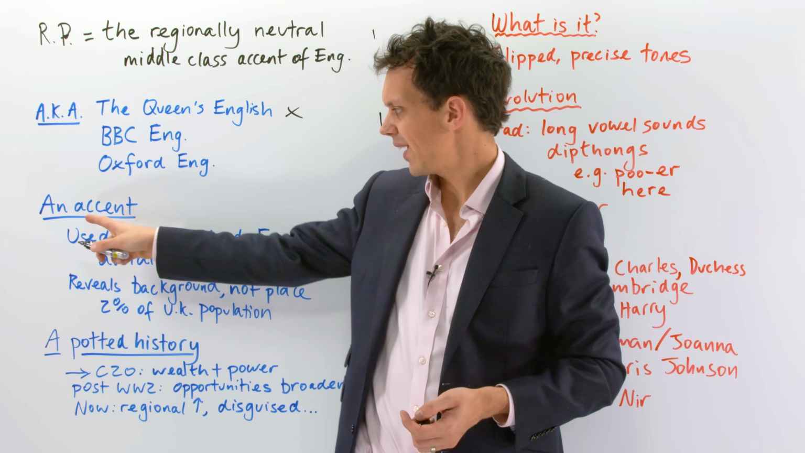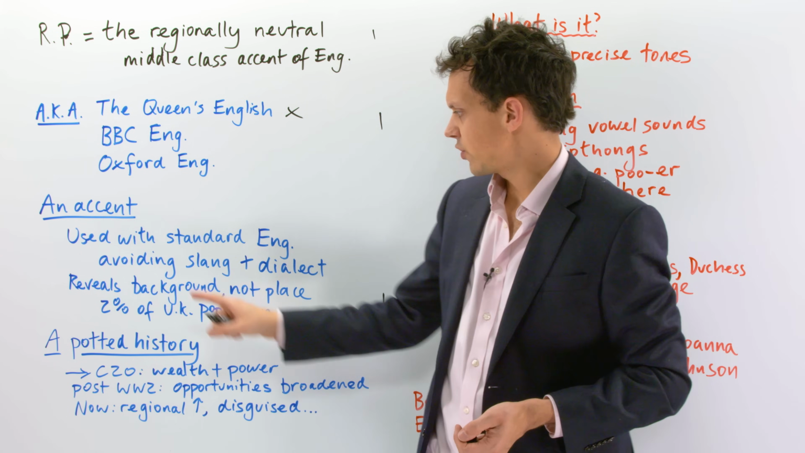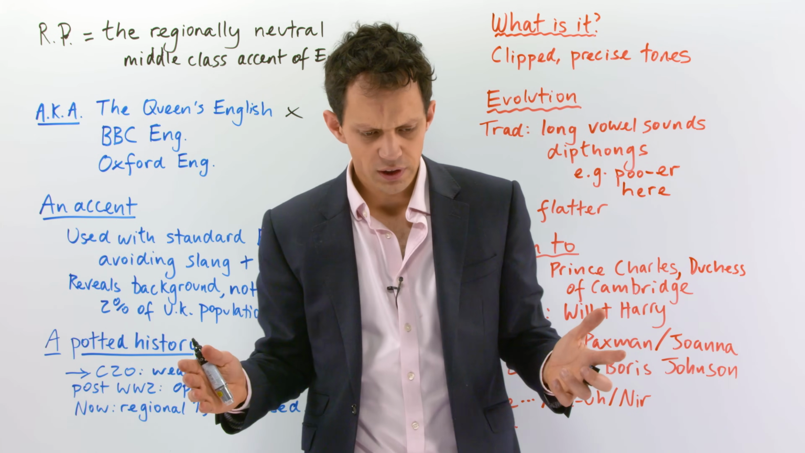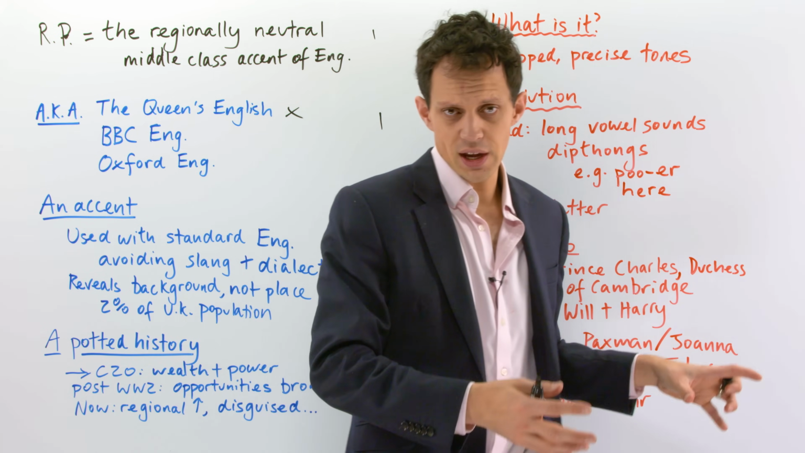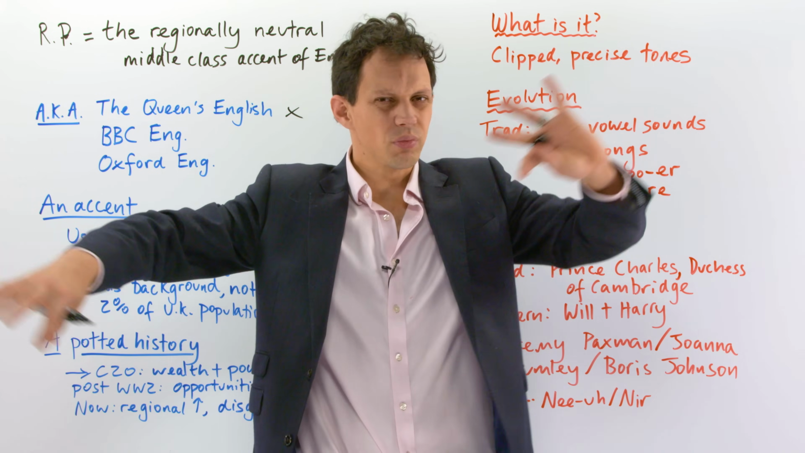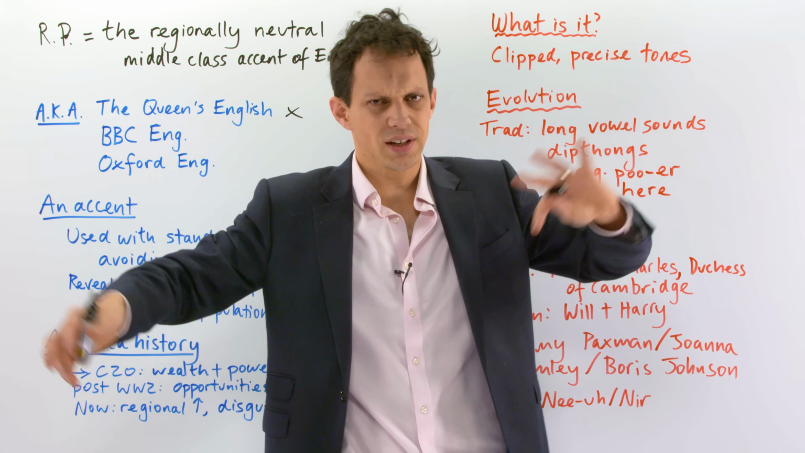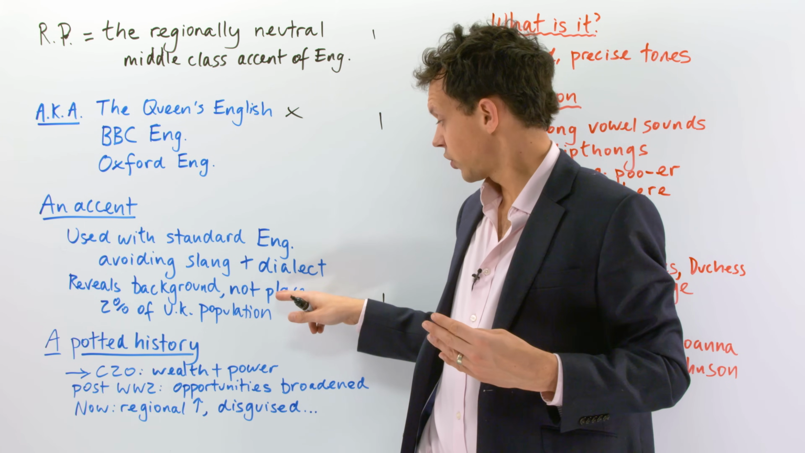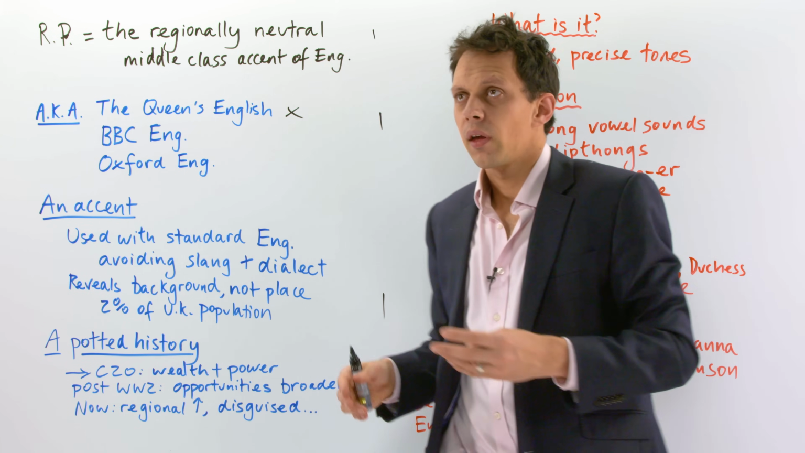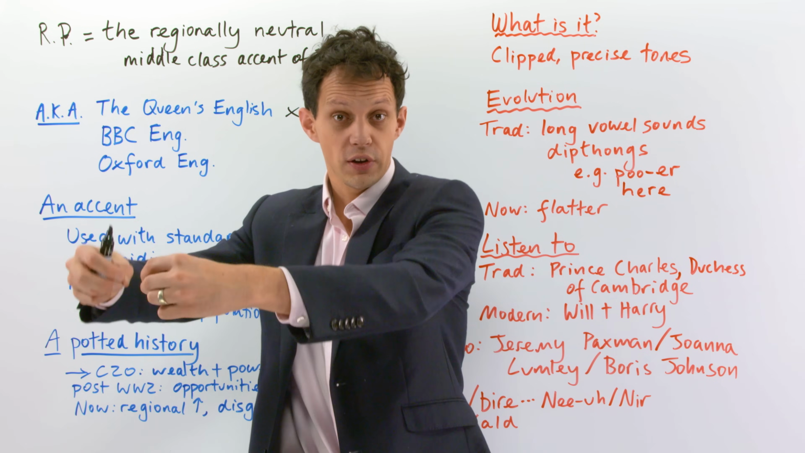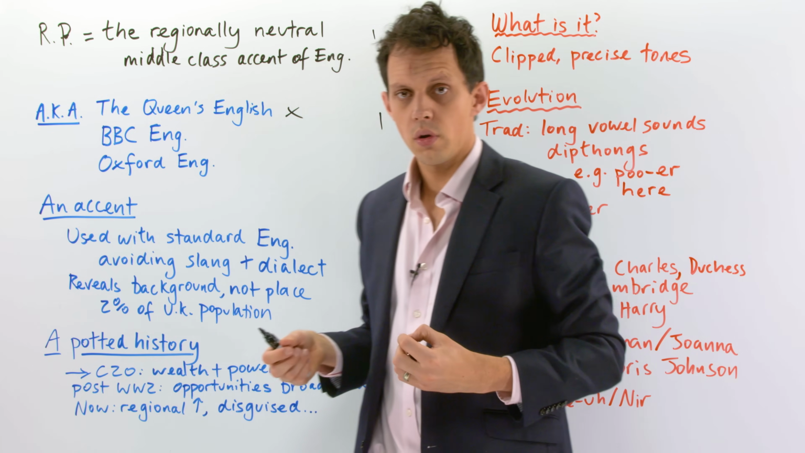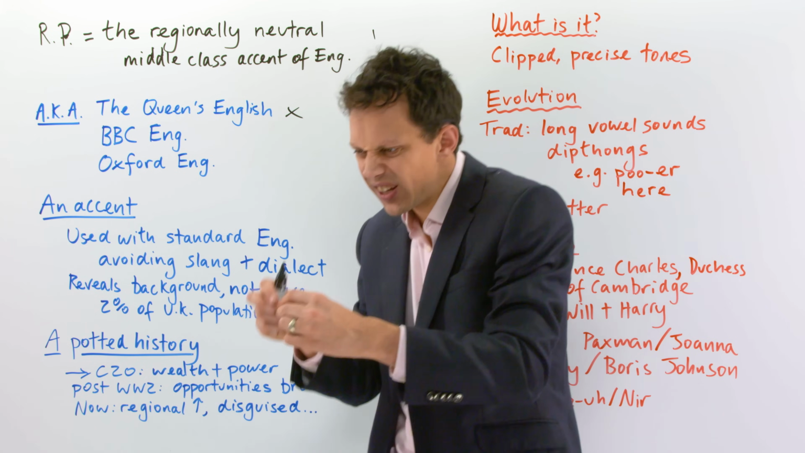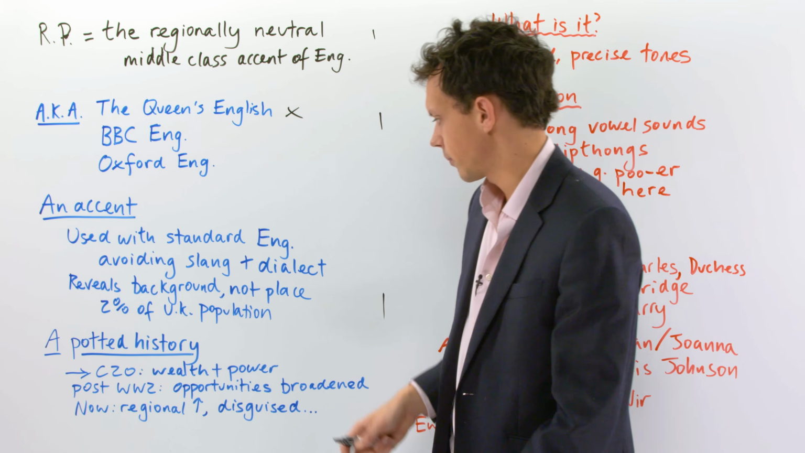What is it? It's an accent, okay? It's used with standard English. So if someone is using a lot of slang, a lot of abbreviation, mixing where their words are from rap music and stuff, that wouldn't be standard English. It avoids slang and dialect. Dialect is the language particular to a certain place. For example, a West Country dialect would be particular words from that place.